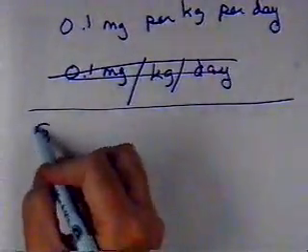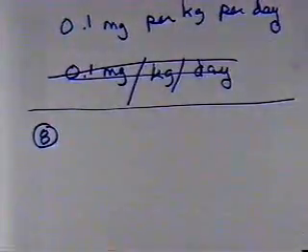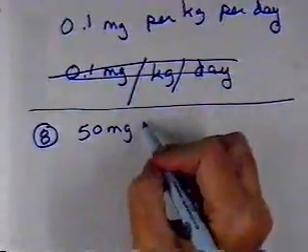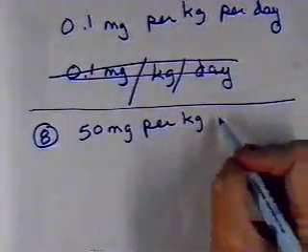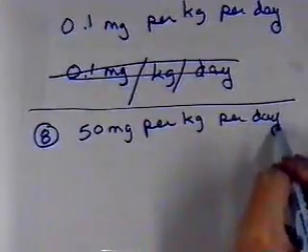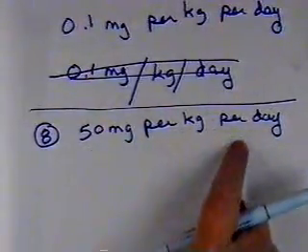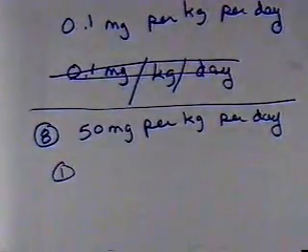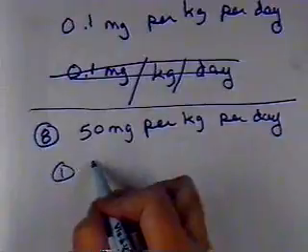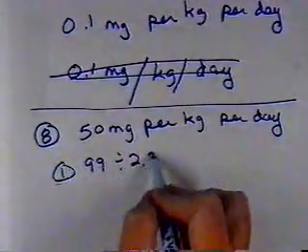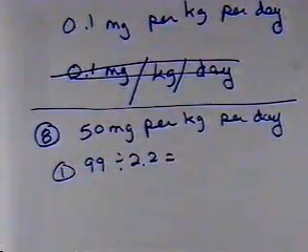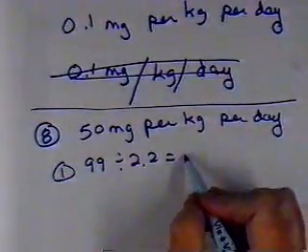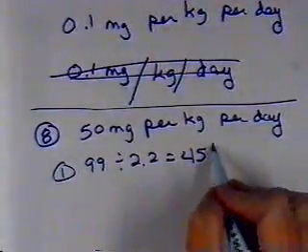Okay, number 8. The dosage is 50 milligrams per kilogram per day. So the first thing I have to do is find what are the pounds. 99 divided by 2.2. And what is that? 45. 45 kilos, kilograms.